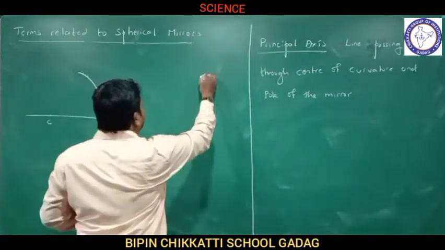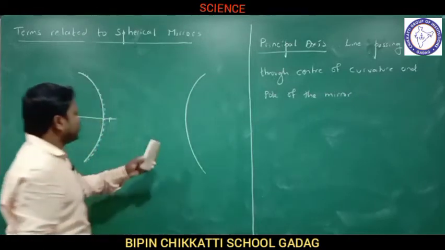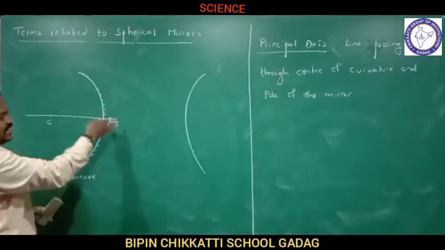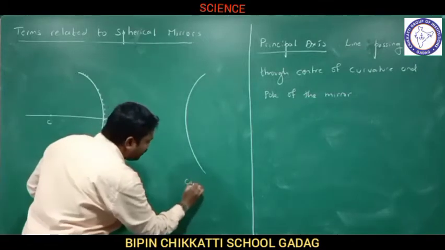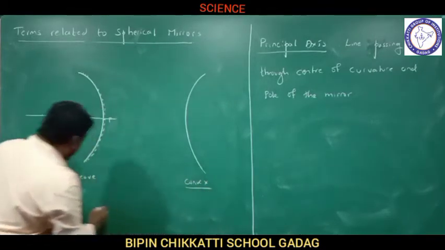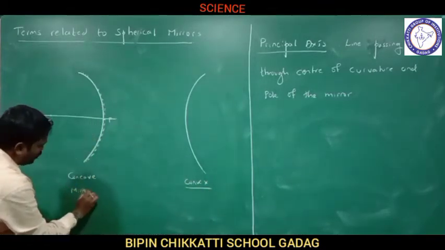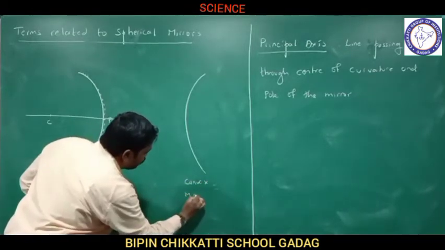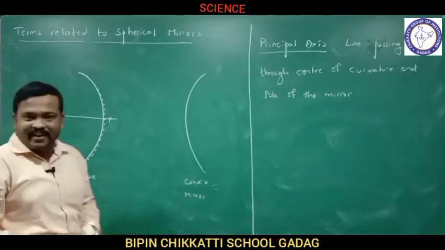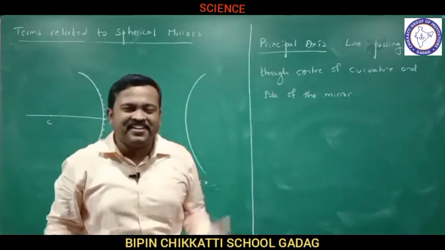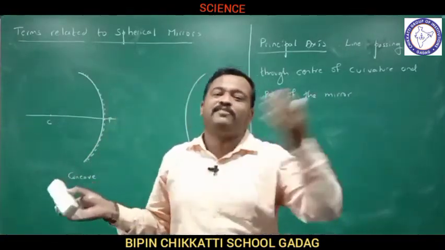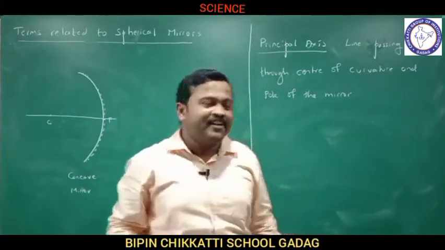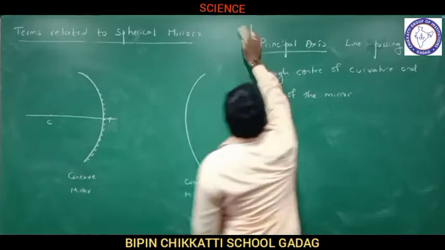Now let me consider this. This is a concave mirror, with the inside concave and the reflecting surface outside, and this is a convex mirror. So do you understand what the principal axis is? It is a line which passes through the center of curvature and the pole. It exactly cuts the center of the mirror here, so that line is called the principal axis.